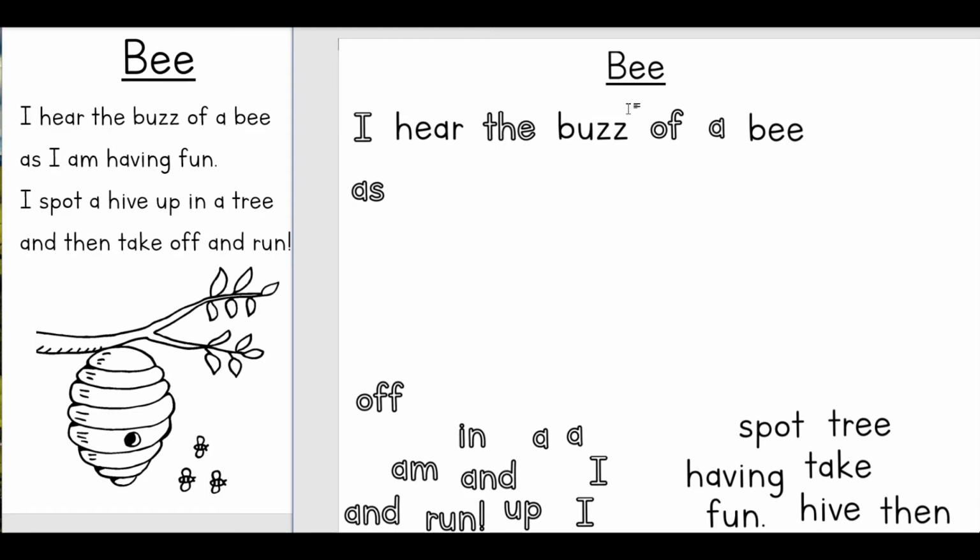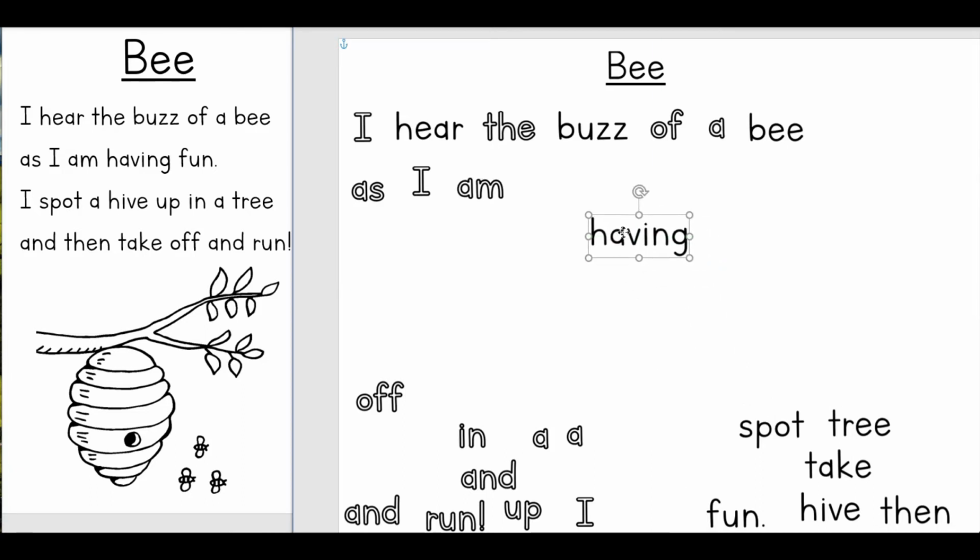I hear the buzz of a bee as I. We know what I looks like. As I am. Am is A-M. Am. Here it is. As I am having. There's that ing. Remember, ing says ing. Having. Here it is. I think that's the longest word we have in our poem this week.